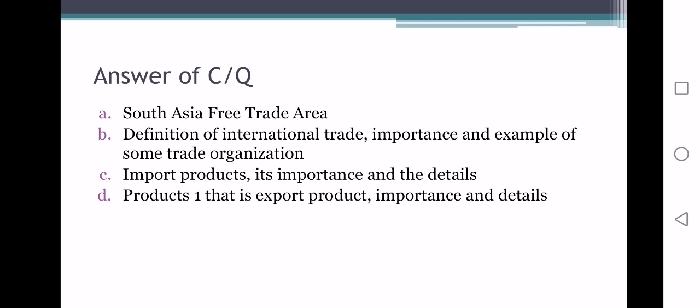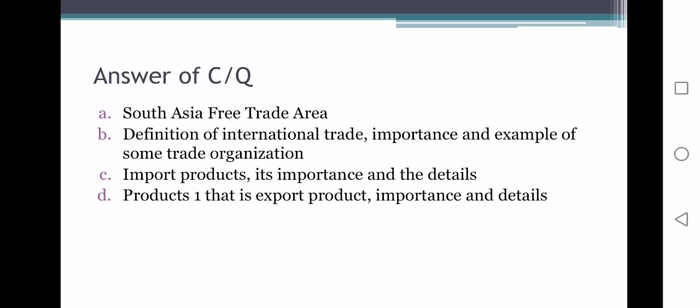So after writing the importance of international trade, you can write some examples of international trade organizations that we have already learned about: WTO, which stands for World Trade Organization, and SAFTA, which stands for South Asian Free Trade Area, which is a regional trade organization. Thus you can answer question 2, or number B.